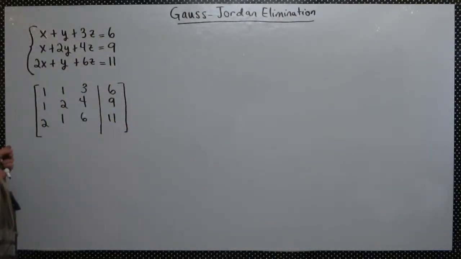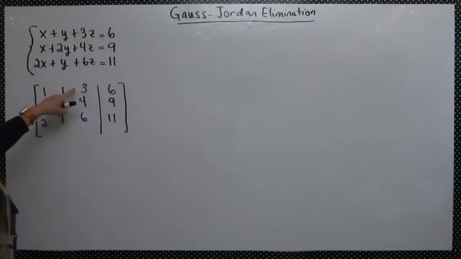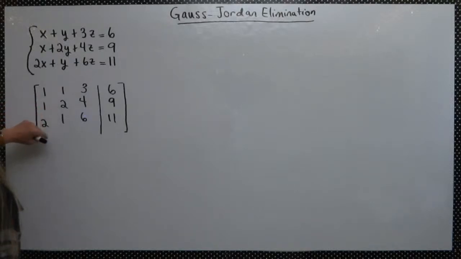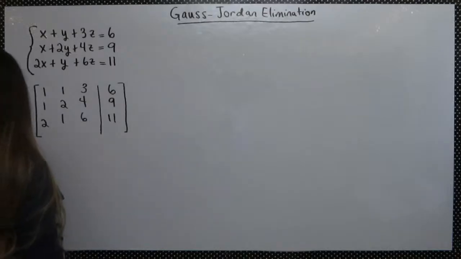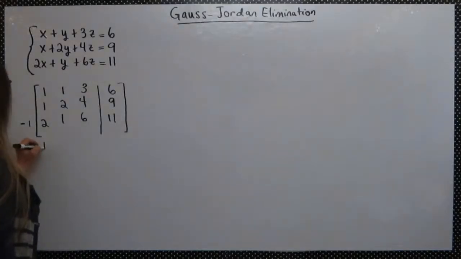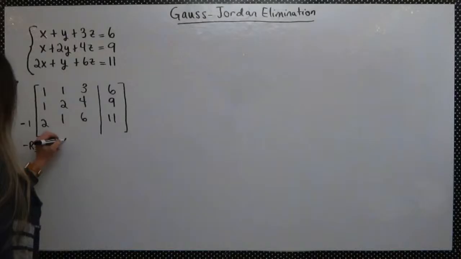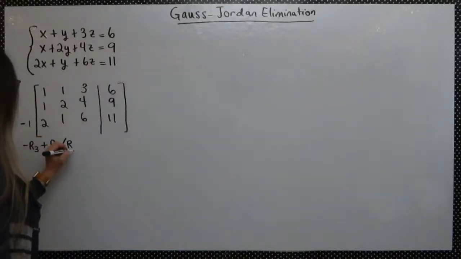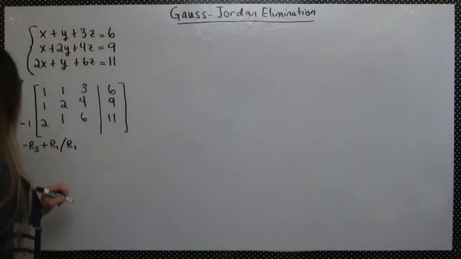I think what I'll do first is try to get my zeros here. So let's go ahead and multiply. Let's multiply row 3 by a -1 and add it to row 1. So I'll say negative row 3 plus row 1, and we'll replace row 1.